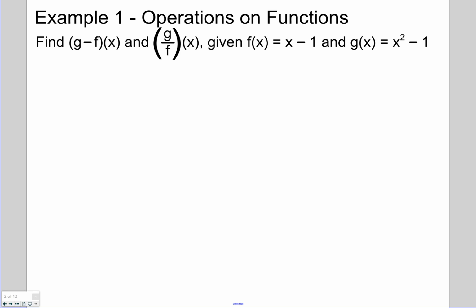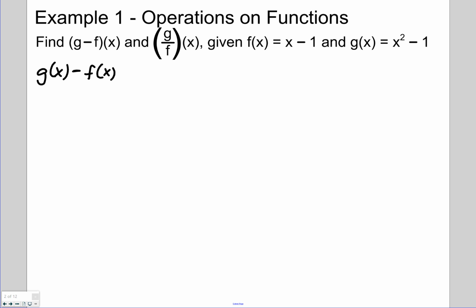How would you read this, Jimena? Give it a shot, right? Perfect. G minus f of x is exactly right. Does anyone know another way that you could write what it's asking you to do when it says g minus f of x? Giuseppe. Perfect. Giuseppe is exactly right. G of x minus f of x. So it wants us to take the function g of x and the function f of x and subtract them.